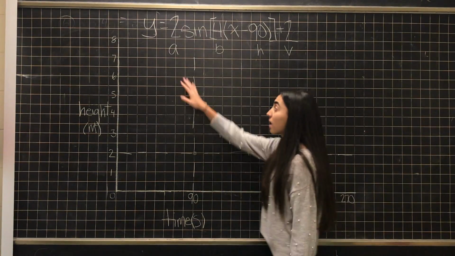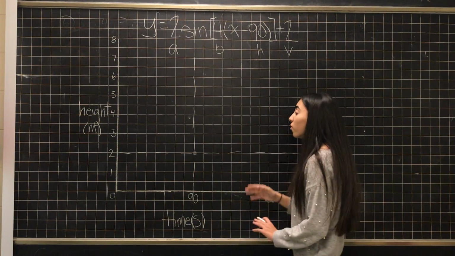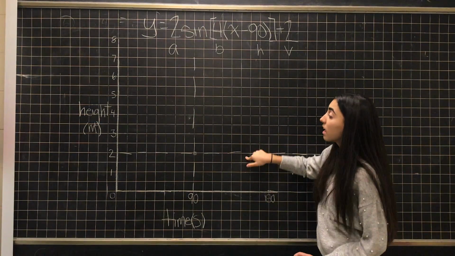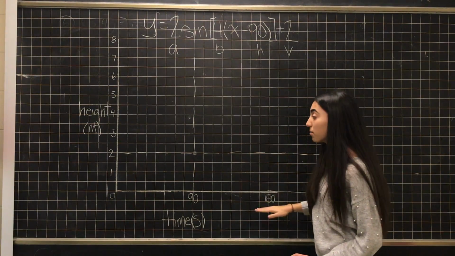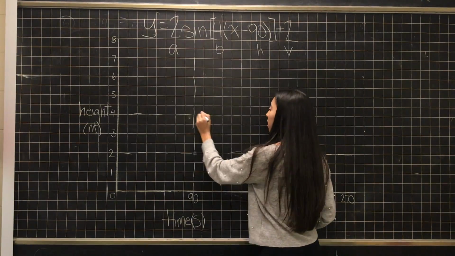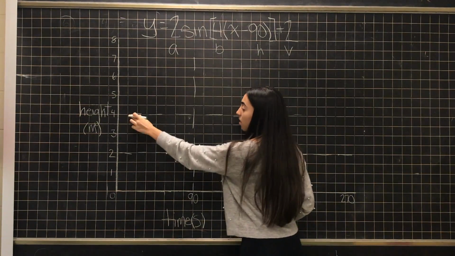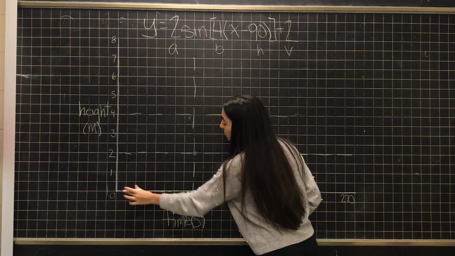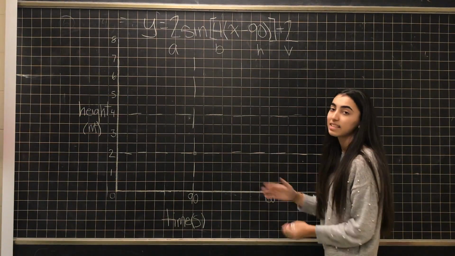So now we're going to graph our a value, which is our altitude, or the distance between the midline and our maximum and the midline and our minimum. 2 units above our midline, and then 2 units below will be our x-axis.